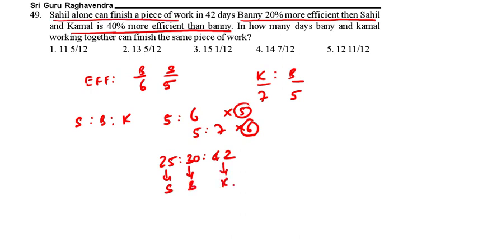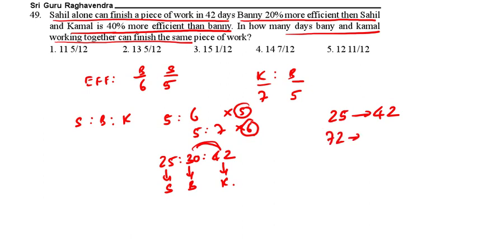Sahil can complete the work in 42 days. With the efficiency of 25, Sahil will complete the work in 42. In how many days will Bunny and Kamal complete the work? Bunny and Kamal's combined efficiency is 72. They will complete the work in fewer days. So that means 25 by 72 into 42. This is our answer. This you need to calculate.